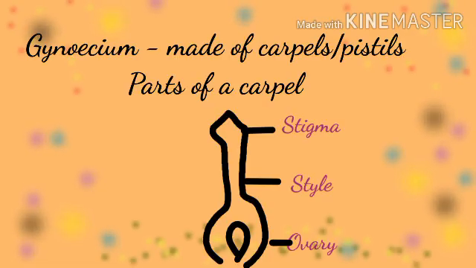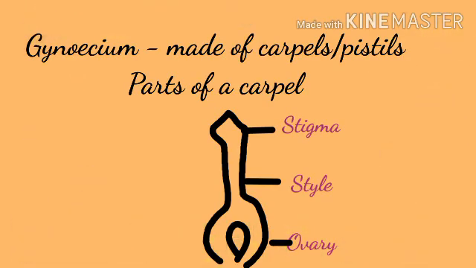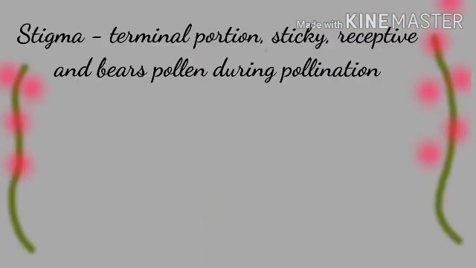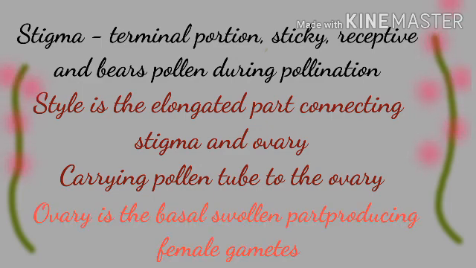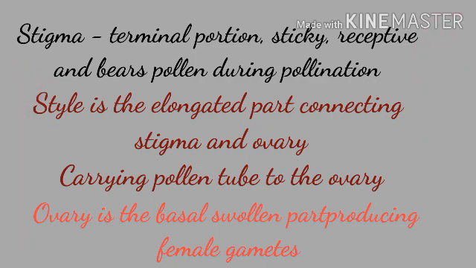The female reproductive part is the gynoecium, and it has three main parts: style, stigma and ovary. Stigma is a terminal portion which is very sticky, and the receptive part. Why do we call it the receptive part? Because this region attracts the pollen grain for pollination. Then comes the style, which is the elongated part connecting the stigma and the ovary. This style carries the pollen tube to the ovary for the further fertilization process.